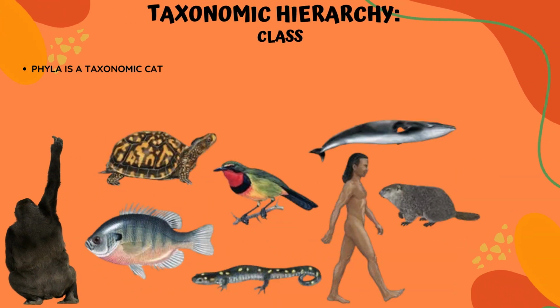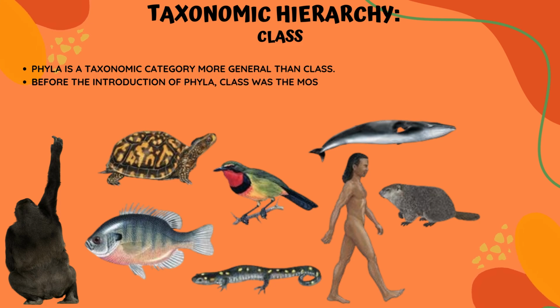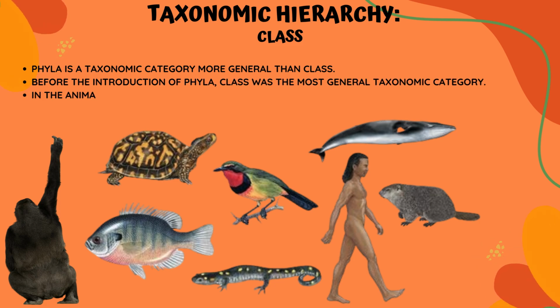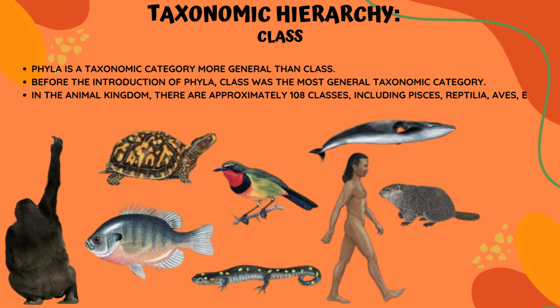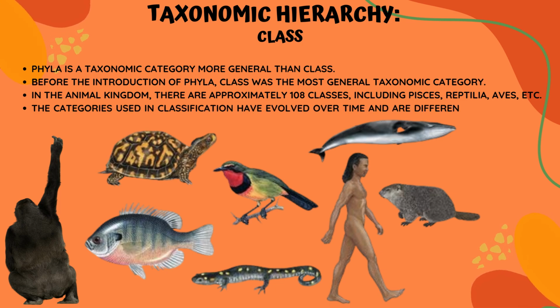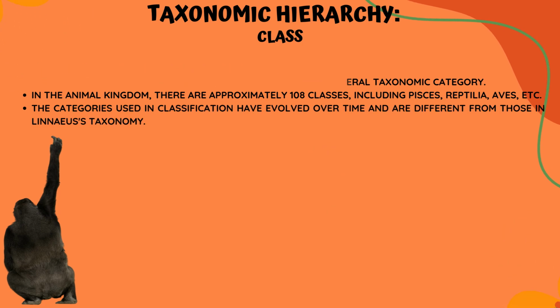Class. It was the most general taxonomic category before the introduction of phyla. In the animal kingdom, there are around 108 classes that include Pisces, Reptilia, Aves. The categories used in classification now are different from those of Linnaeus taxonomy.